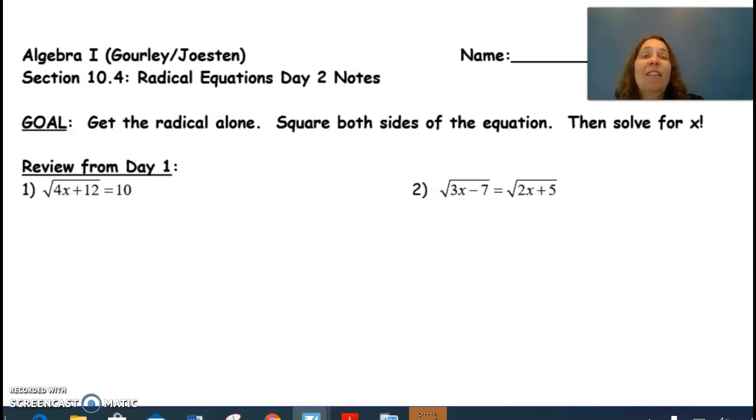I'd like to remind you that the whole process is that we need to first get the radical alone, then square both sides of the equation, and then solve for x. So in example 1, you'll see that the radical is already alone. Take a moment and see if you can figure out what to do to get x by itself.